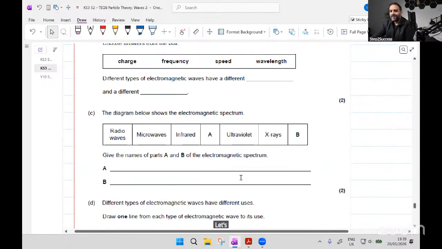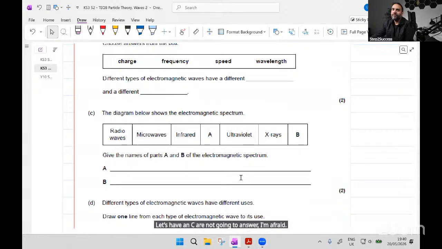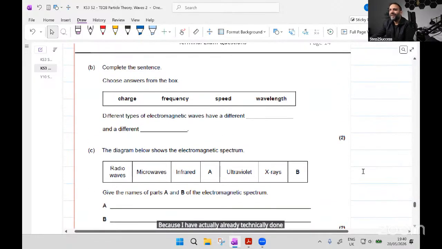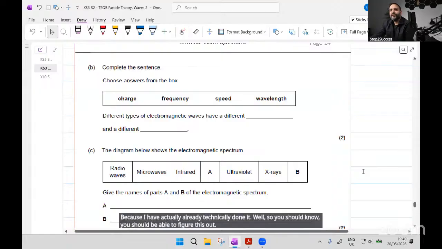7C, I'm not going to answer, I'm afraid, because I have actually already technically done it. But also, you should know. You should be able to figure this out. 7C.